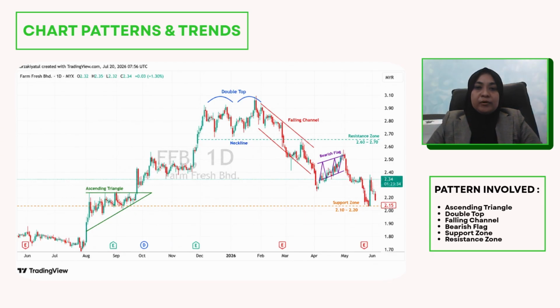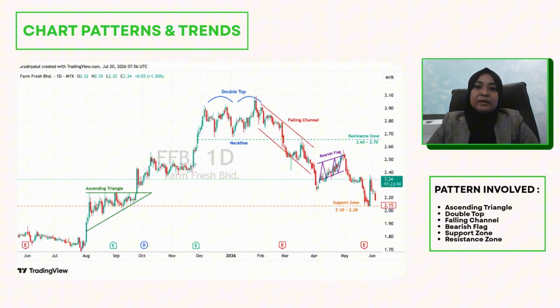Now I will move on to the next slide, which explains the chart pattern of Farm Fresh Berhad. First, from August to October 2025, the stock formed an ascending triangle, which is a bullish pattern. After the breakout, the share price increased significantly, showing strong buying momentum.